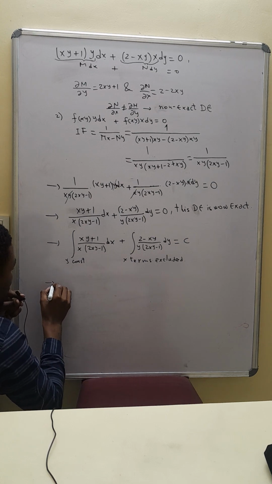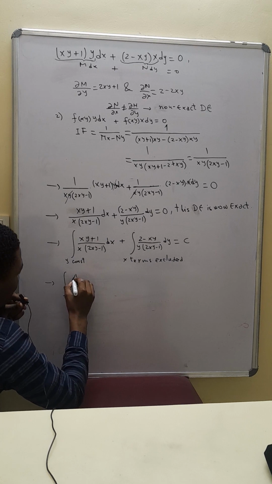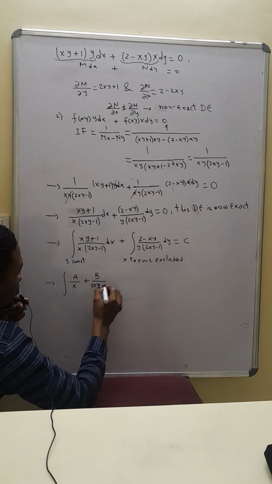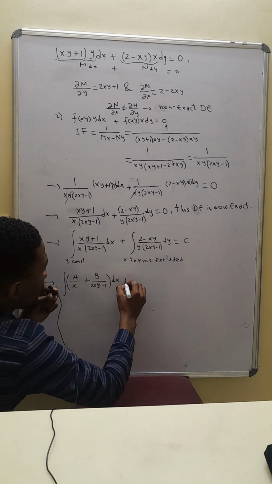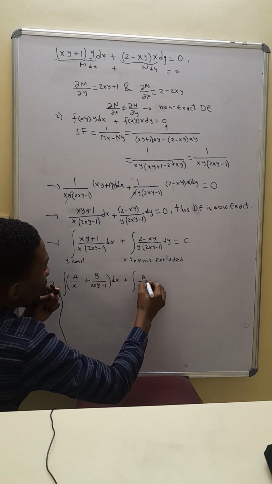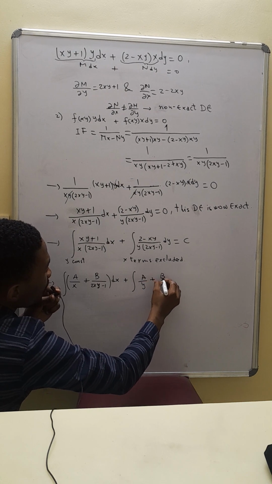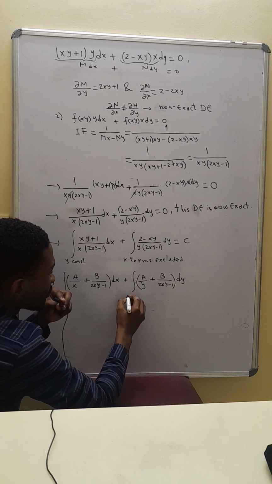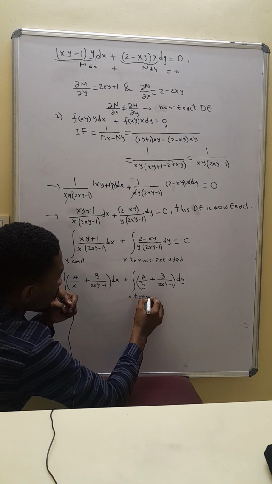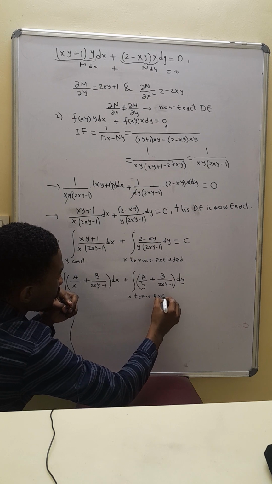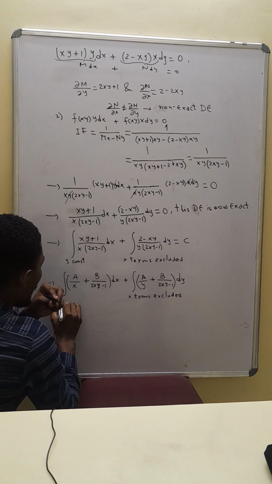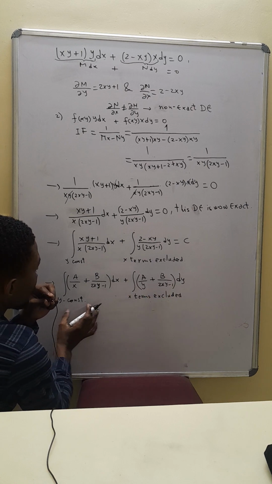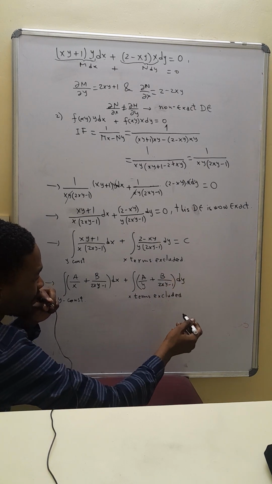So how to solve this one? That's the question. Here, the partial fractions will be given as a upon x plus b upon 2xy minus 1, this is dx, plus the integration of a upon y plus b upon 2xy minus 1, then dy. Do not forget, x terms excluded. And here y constant. That's the point. When y is constant, and here x terms are excluded, what does it mean?